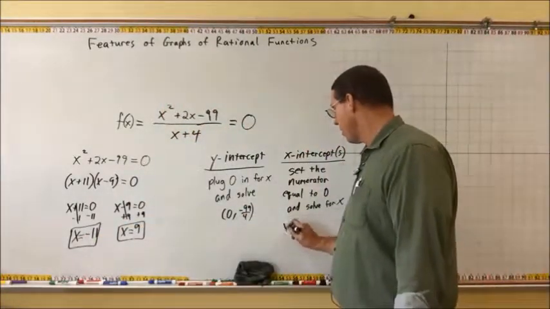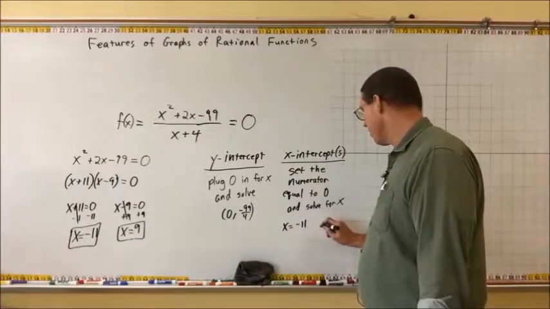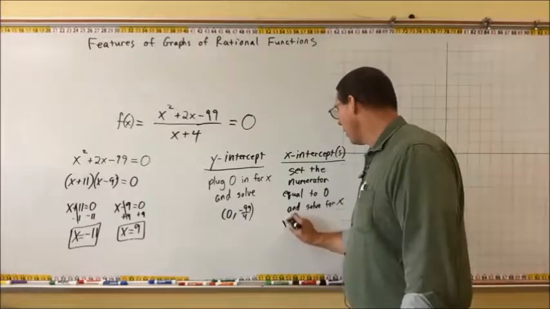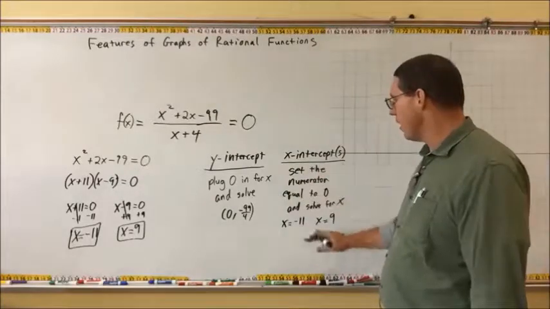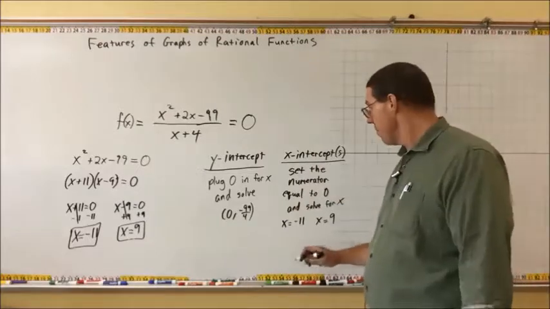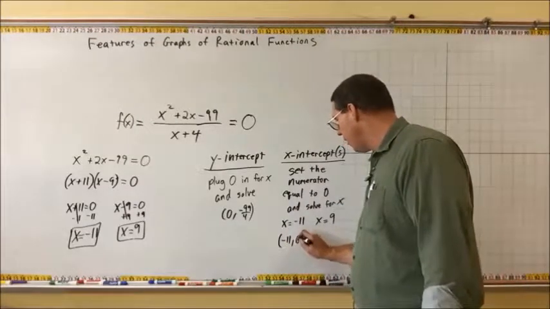We have an x-intercept at x equals negative 11, and we have an x-intercept at x equals 9. Well, you can write it as x equals negative 11 or x equals 9. You can also write the x-intercept as coordinates because it's a point on the graph. And it's going to go like this. You're going to write the number first, negative 11, comma, then 0.